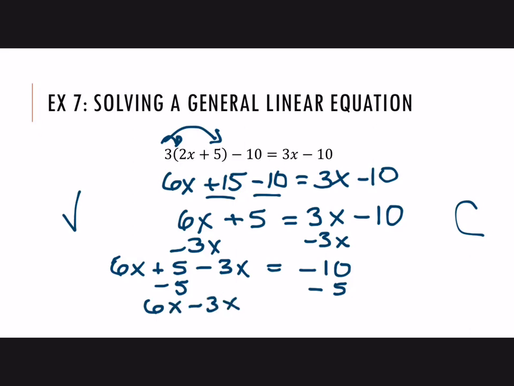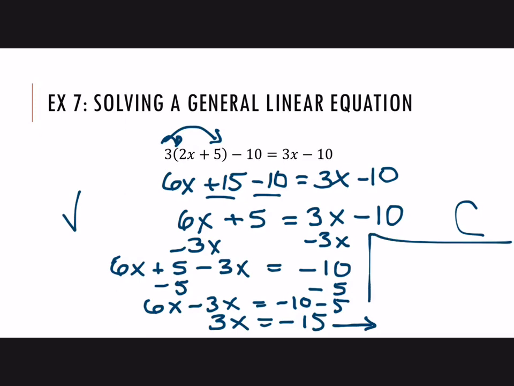6x minus 3x equals negative 10 minus 5. And now they combine like terms. 3x equals negative 15. And then I'll draw an arrow, not an equal sign, to show that I'm moving on to an equivalent equation. And I'll just recopy this. Alright, and now I need to do the last step, divide by 3. So that gives a coefficient of 1. 1x equals negative 5.